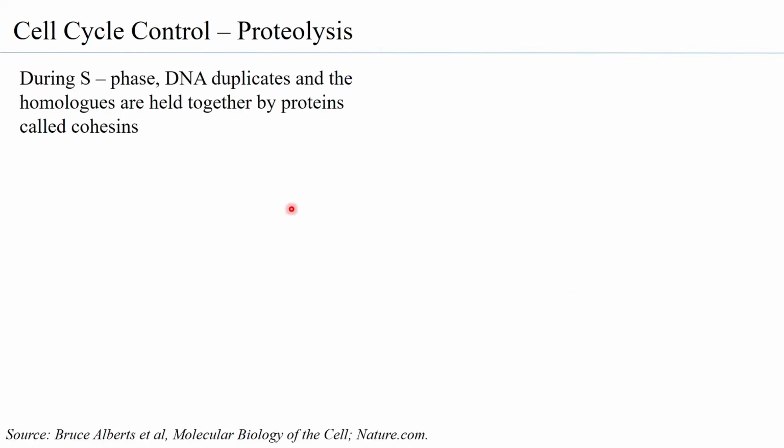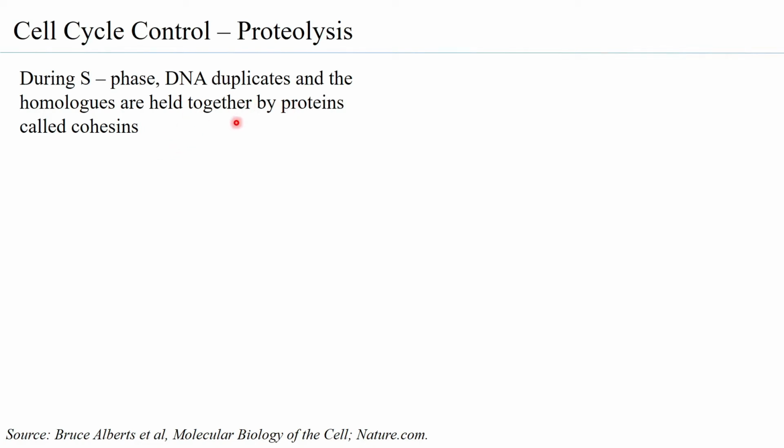Now, let us look at how APCC is able to regulate. We are not going to take all its regulatory activities, just one or two examples to show how it regulates at the metaphase-anaphase stage. Now, we all know that during the S phase, the DNA gets duplicated, and therefore for every chromosome you will have a homologous copy. So you call them sister chromatids.